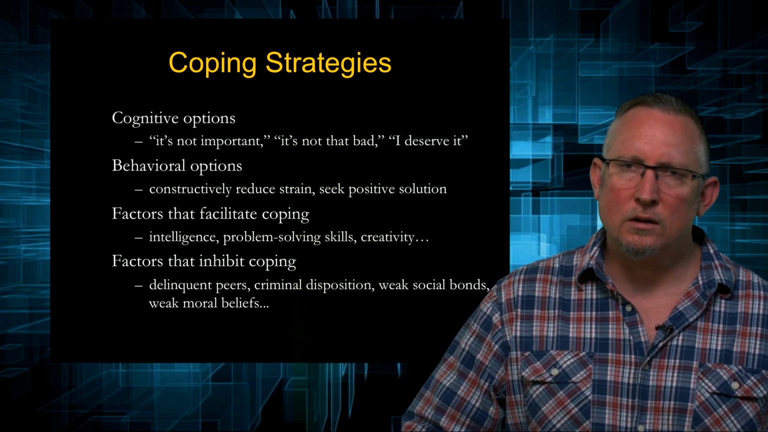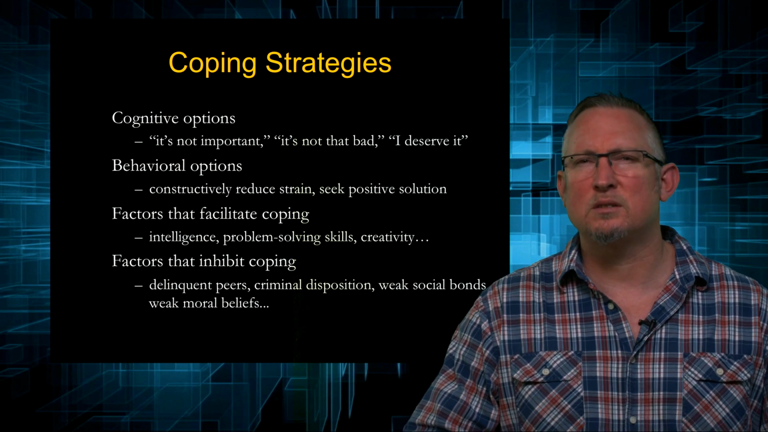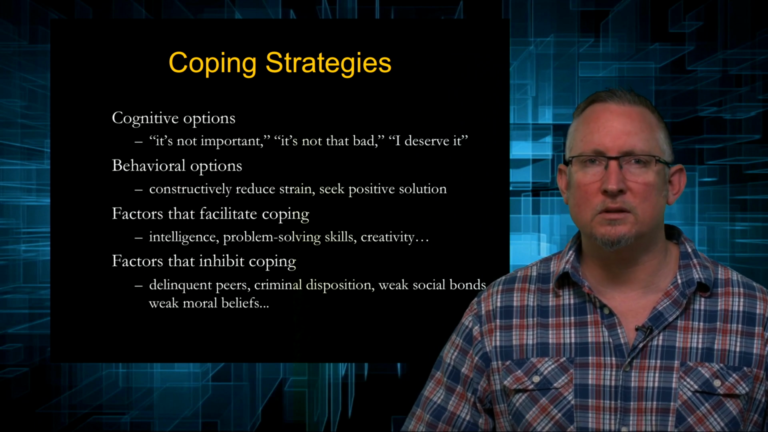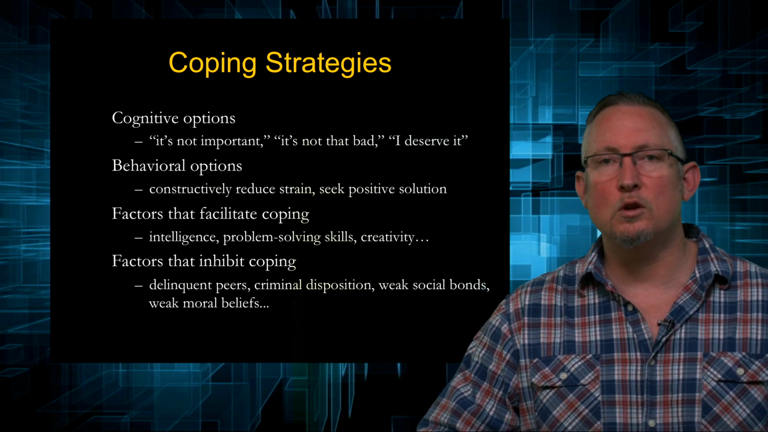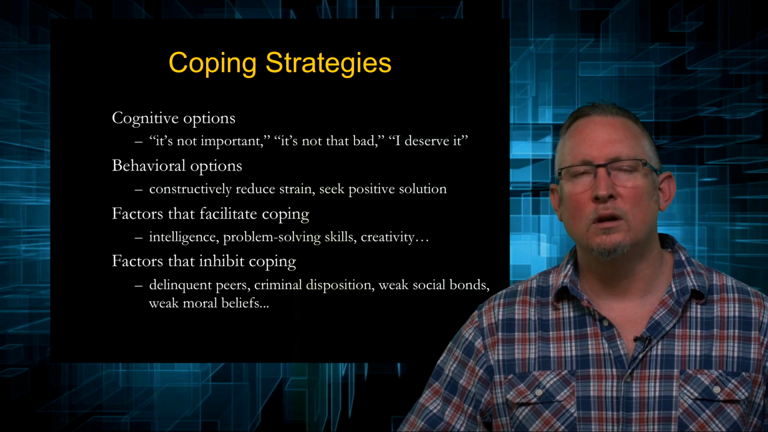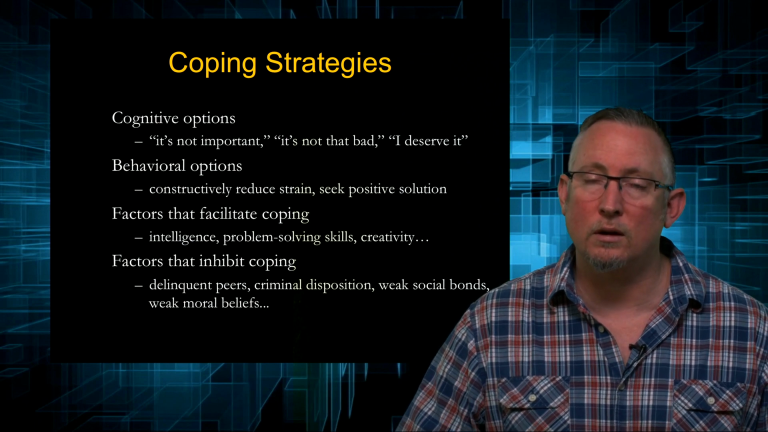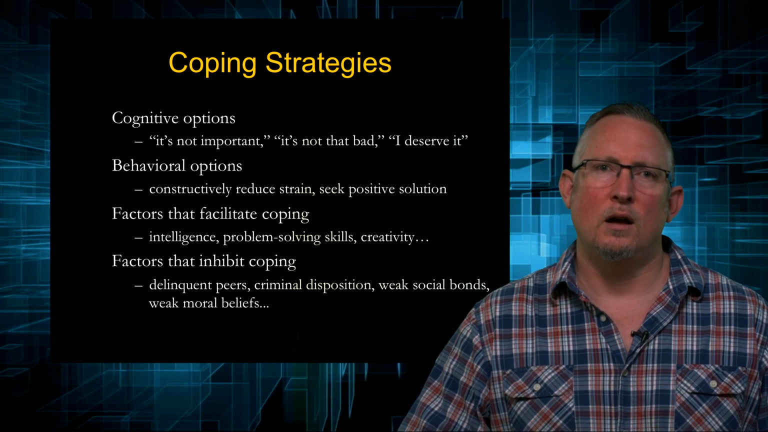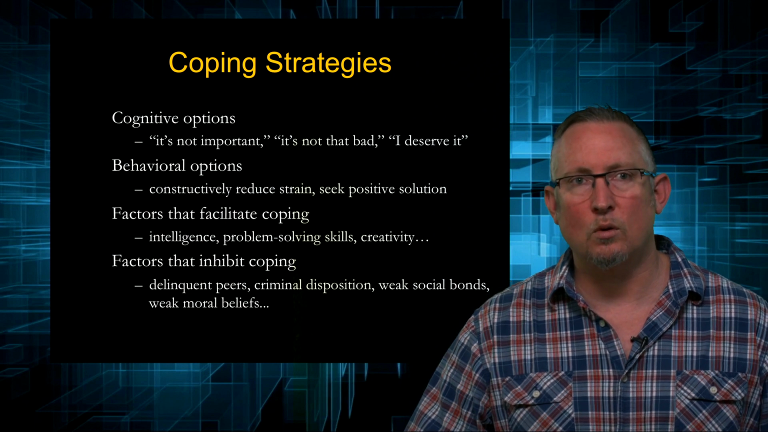The ability to, in a healthy way, shrug something off. That's not that important. If you're disrespected, somebody bumps you, does it really make you angry, or was it, in the grand scheme of things, not a big deal? Or it could be cognitive options in terms of that you internalize things significantly. Oh, I deserve that, right? This kind of turning on oneself, leading to a propensity for things like numbing pain through drug and alcohol use, etc. Behavioral options: constructively reducing strain or seeking positive solutions, or the opposite of that, of course.